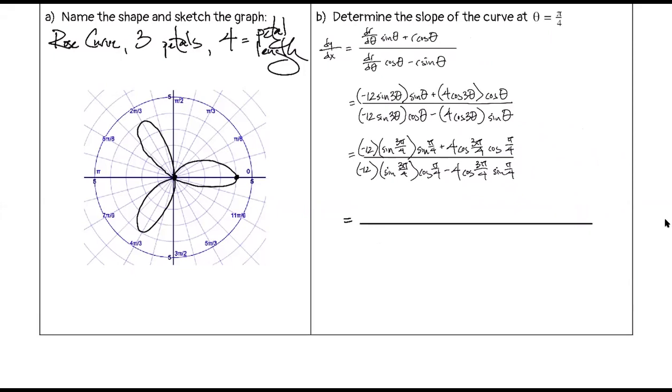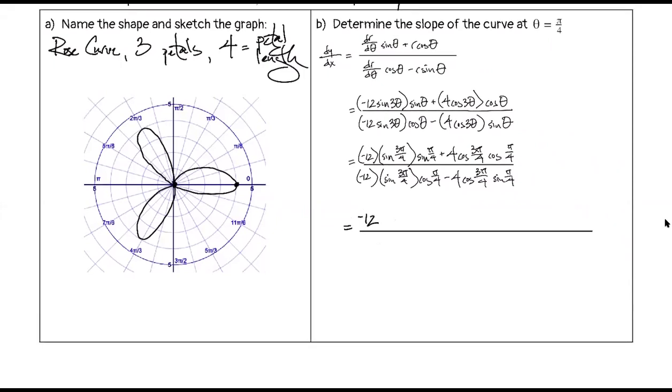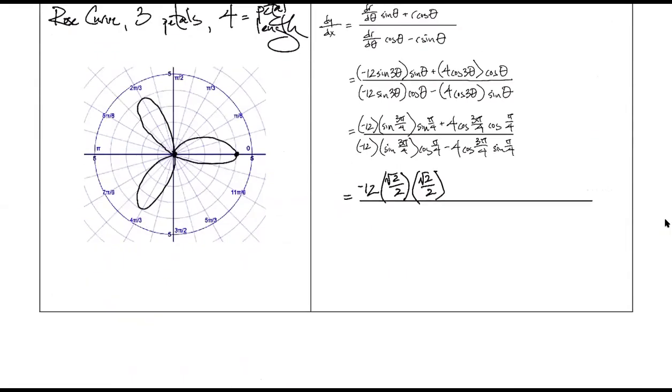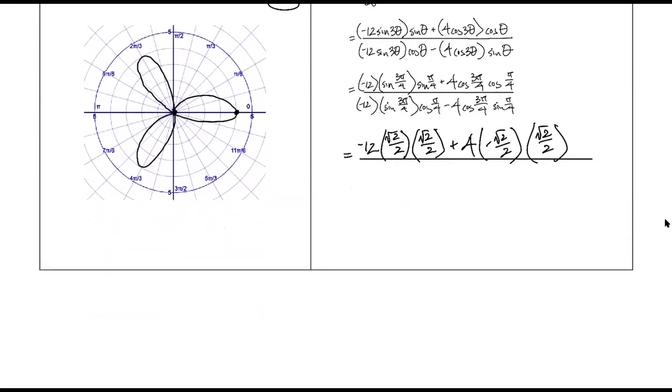So I have negative 12. Sine of 3 pi over 4 is root 2 over 2. Sine of pi over 4 is root 2 over 2. Plus 4 times negative root 2 over 2 times root 2 over 2. And then negative 12 root 2 over 2 root 2 over 2 minus 4 negative root 2 over 2 and root 2 over 2.